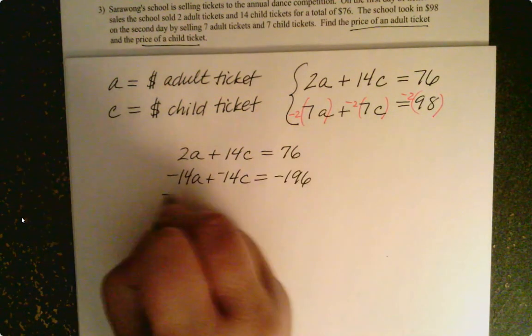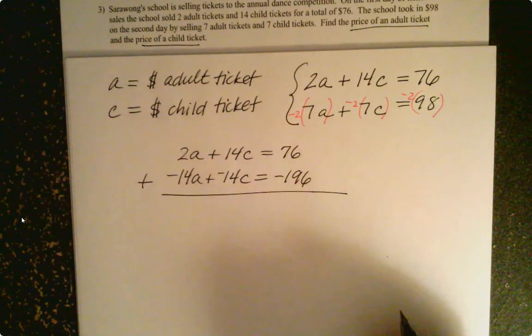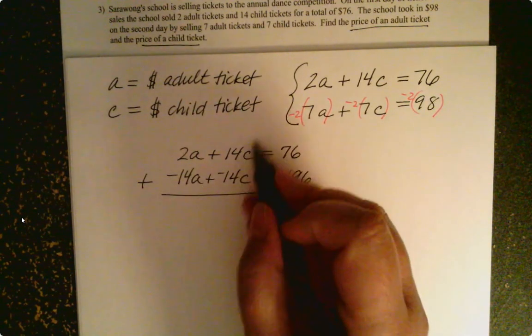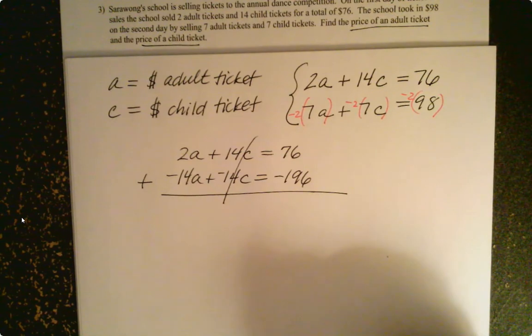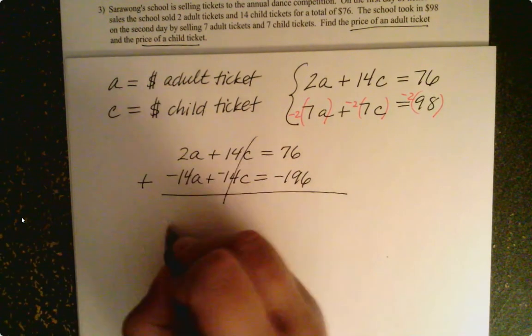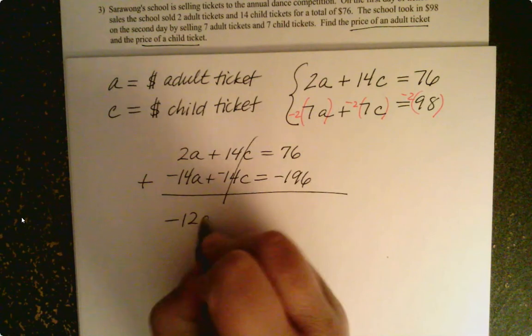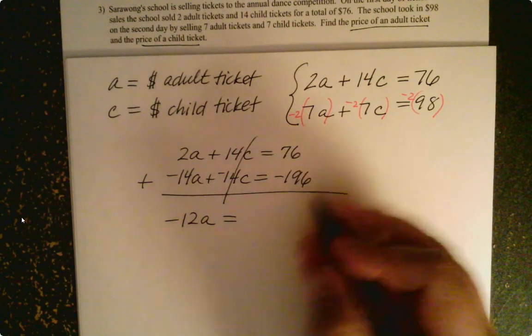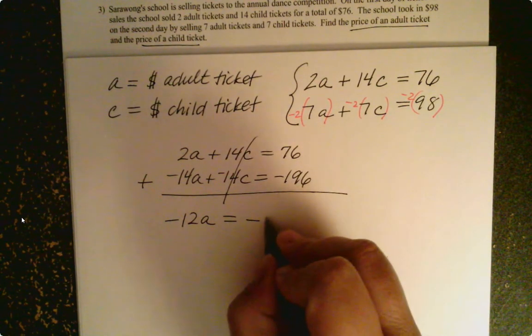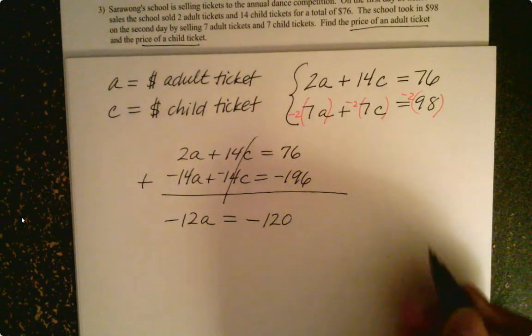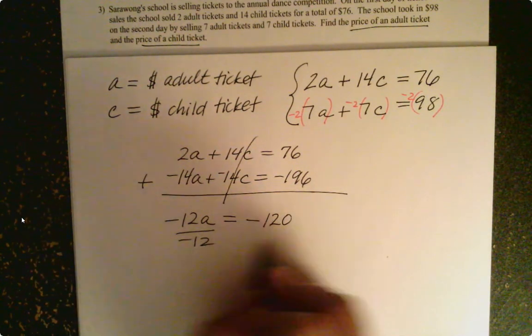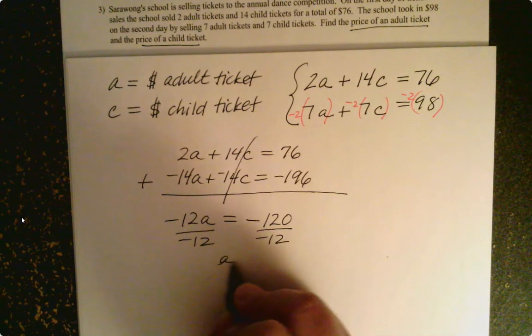And then I can add top to bottom, and what will happen is that these two will make 0 c's. So I'll be done with c's. C is gone. C is eliminated. So that's why we call this elimination. 2 minus 14 is negative 12a. And 76 minus 196 is negative 120. And then I can find that a is 10.